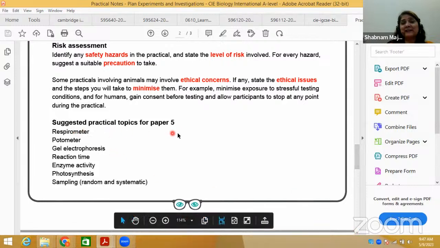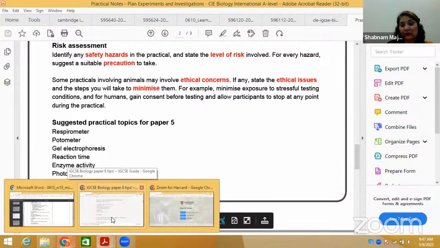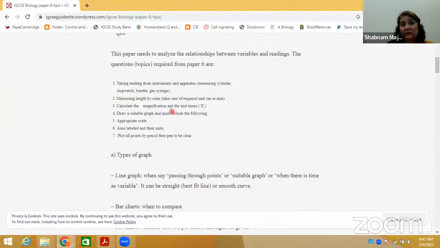Suggested practical topics. I'm just coming to the topics. As I've already mentioned, go through those topics. Now I'm coming back to this: if you have done with the planning and investigation, as I explained to you how to go about it, now come back to a very important part. Based on this, you have to draw.